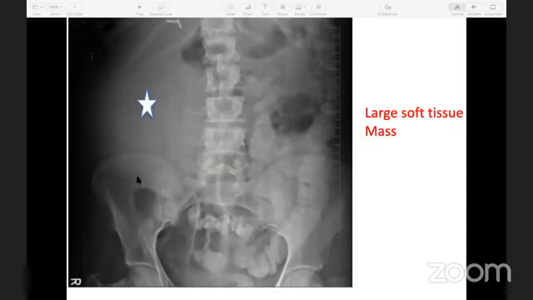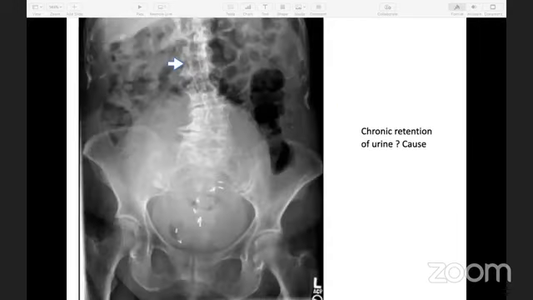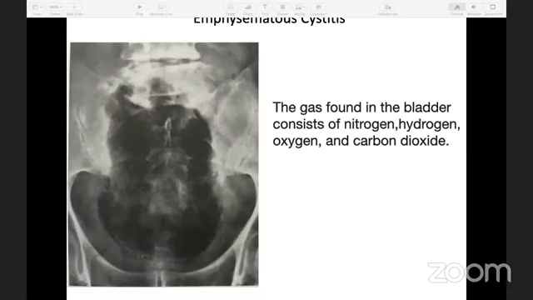In this film, right-sided mass is displacing bowel shadow and obscuring psoas shadow. This is a case of chronic retention of urine, possibly neurogenic. This is emphysematous cystitis with both intramural and intraluminal gas. The main content of gas is nitrogen.